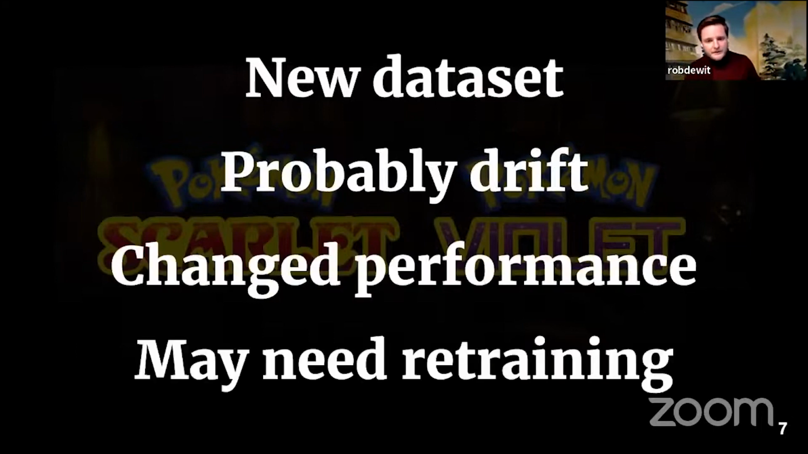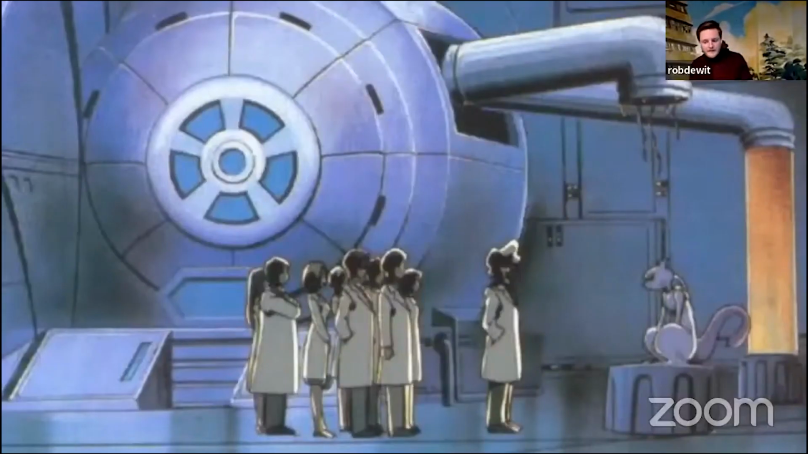You may introduce some drift. The model has a changed performance and it may need retraining. So even though we had a working prototype in our notebook, something happened and now we need to change the prototype. So in machine learning, we've got a process for this, and that would be experimentation.